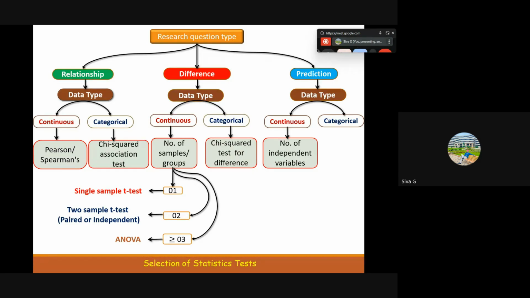Let us say I'm going to estimate based on one variable, let us say mileage. The mileage I want to estimate based on the weight. Here, one dependent variable depends on one independent variable, that is weight. Now, one dependent and one independent is called a simple linear regression model.